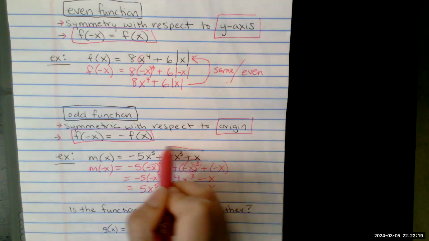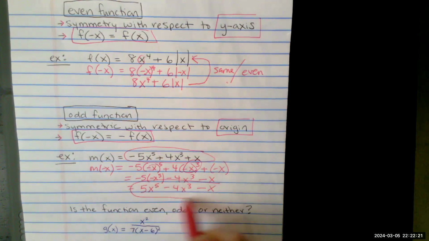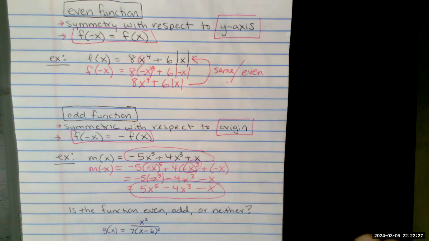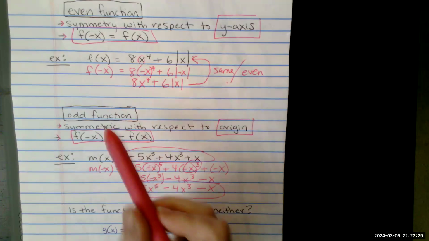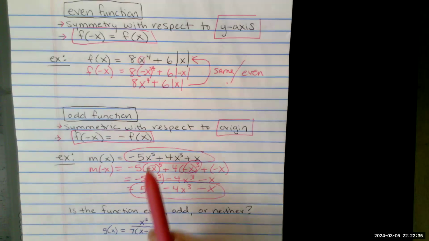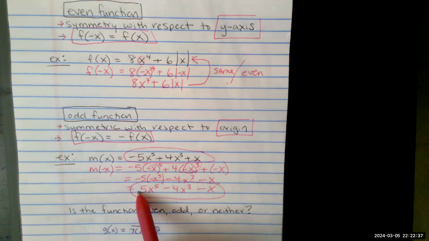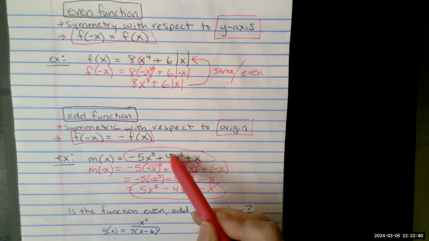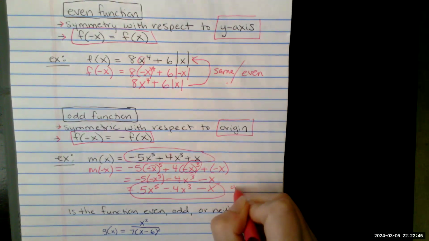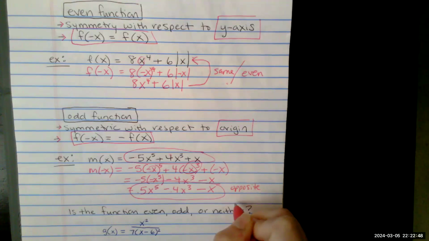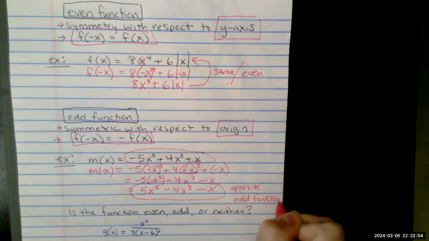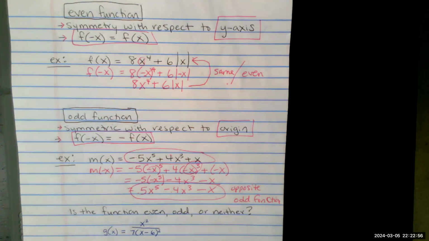So comparing what I started with to what I ended with, do you see that the entire thing is the opposite? So it doesn't mean everything has a negative, right? Because the 5x to the 5th doesn't have a negative now. But since it used to have a negative and now it doesn't, that's the opposite. The 4 was positive, but now it's negative. So that's the opposite. So everything is the opposite. So that means it is an odd function, which means if I graphed it, it would have some kind of symmetry across the origin.